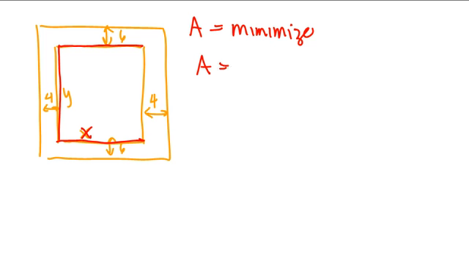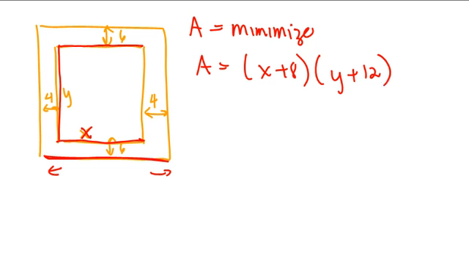That means you need an expression for the area. And the area of a rectangle is length times width, and we want the area of the entire poster, so in this entire length and width. So it would be x plus 8, because we've got 4 on each side here, so x plus 8 and y plus 12. There is my area.